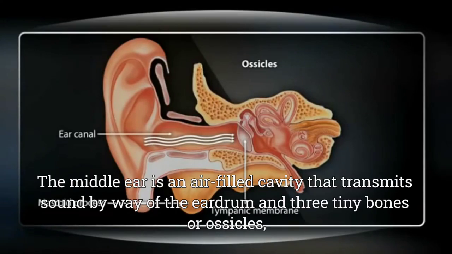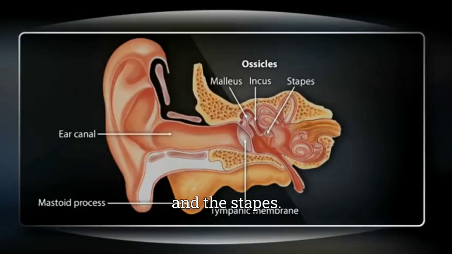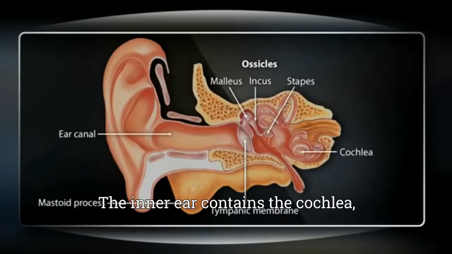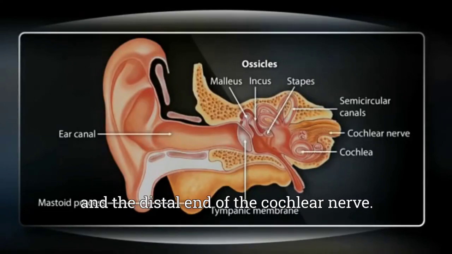The middle ear is an air-filled cavity that transmits sound by way of the eardrum, and three tiny bones or ossicles, the malleus, the incus, and the stapes. The inner ear contains the cochlea, the semicircular canals, and the distal end of the cochlear nerve.